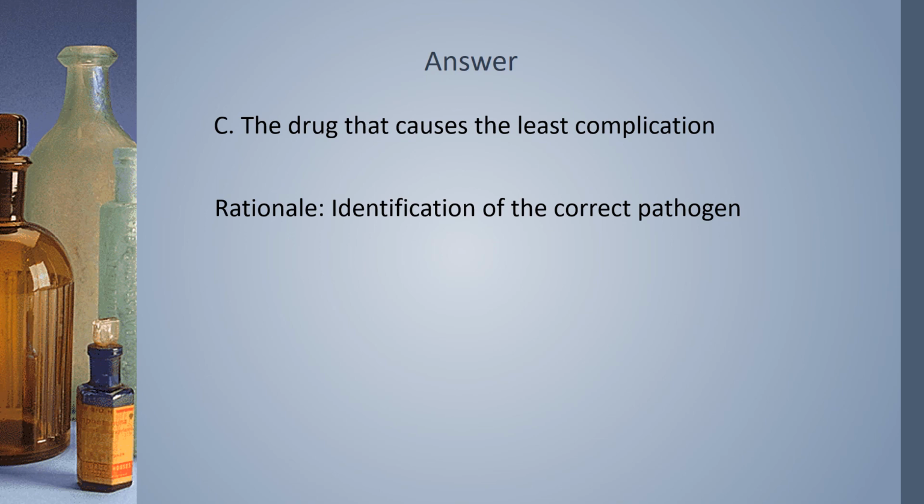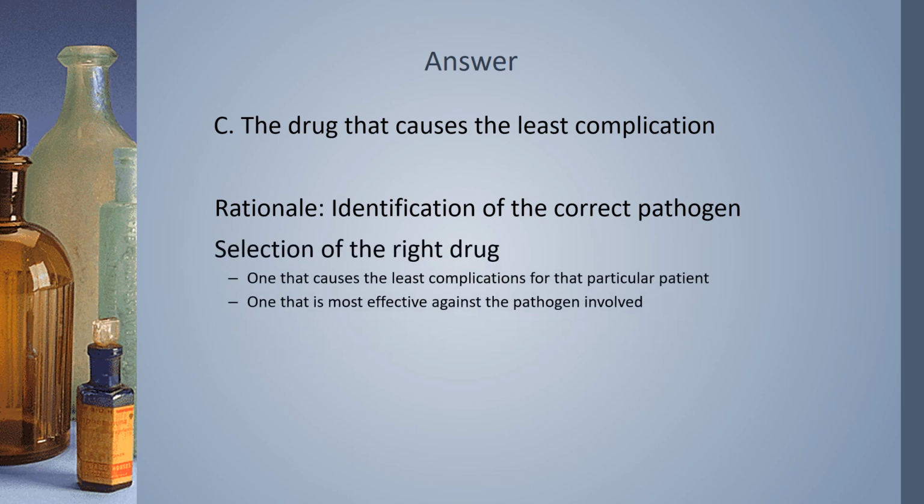So when we identify the correct pathogen and we select the right drug, we want the one that causes the least complications for that particular patient. Now, if I have a child as a patient, I'm going to take this into consideration, but I would have to take their age into consideration. Maybe not so much for what the right drug is to give them as much as what the right dose would be for them.